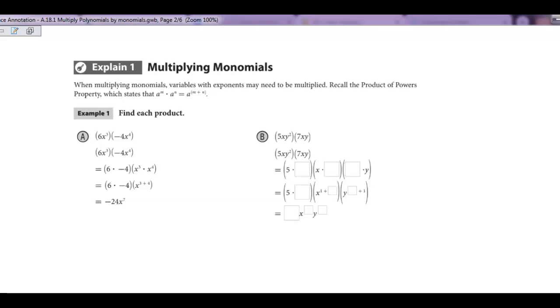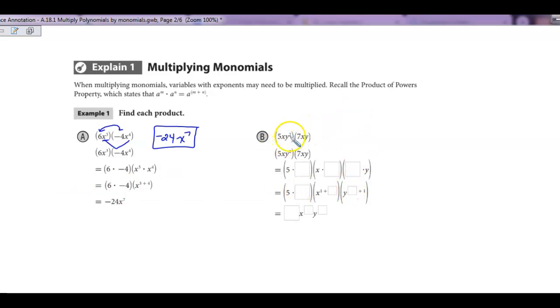So we have our first example. We have 6x cubed times negative 4x to the fourth power. And when I do these, I usually take the coefficients and multiply those. So 6 times negative 4 is negative 24. And then I have x cubed and x to the fourth power. My base is x, it's the same, so I'm just going to add my exponents. 3 and 4 is 7, so that means my product is negative 24x to the seventh power.